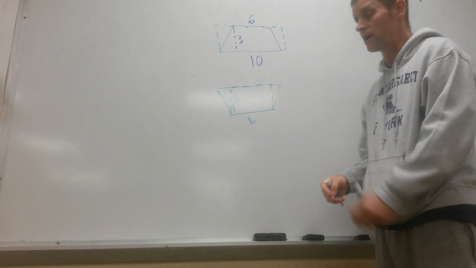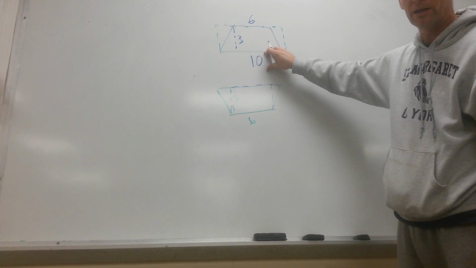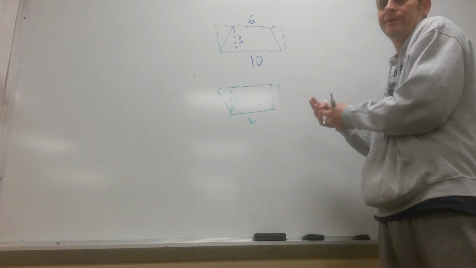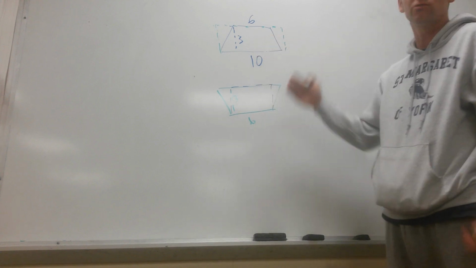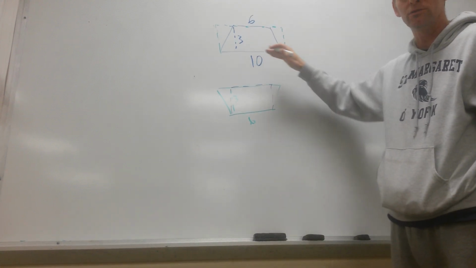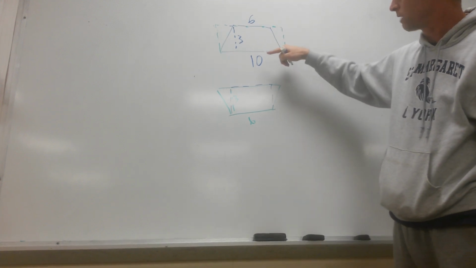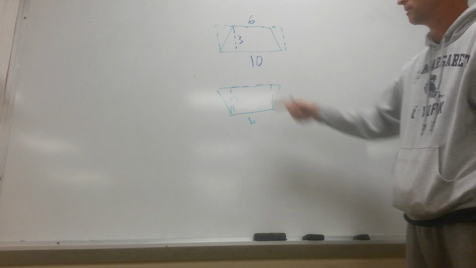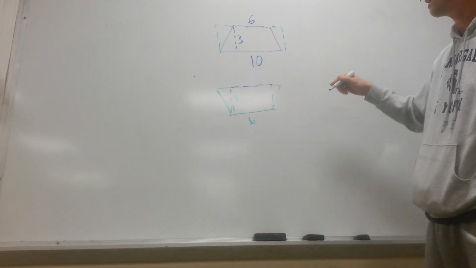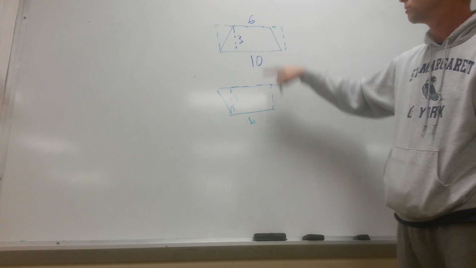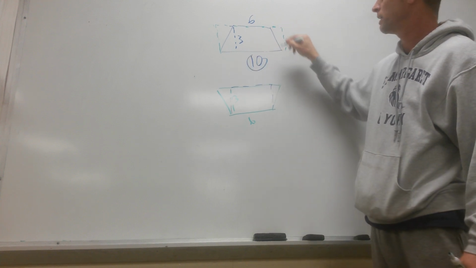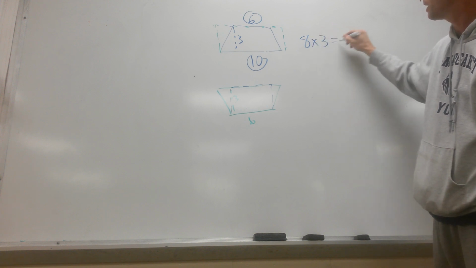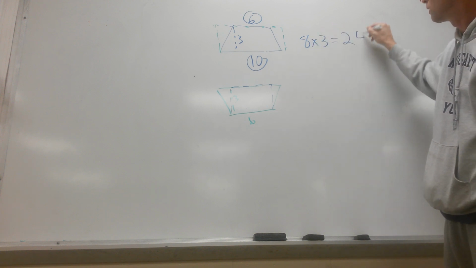So just like Goldilocks, if 10 is too big and 6 is too small, we find the base that's just right, which would be the average of these two, which of course, what's right in between 10 and 6? 8. So find the base that's just right, then you times it by the height, okay? So in this case, 10 is too big, 6 is too small, 8's just right, times it by the height, and you get 24.